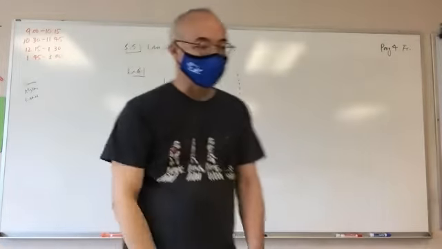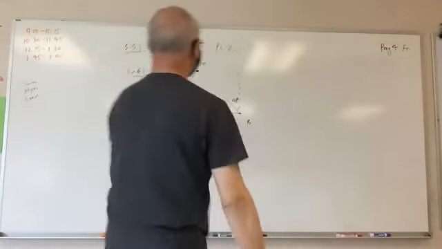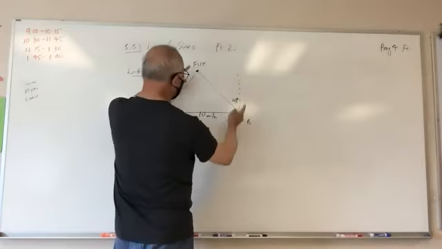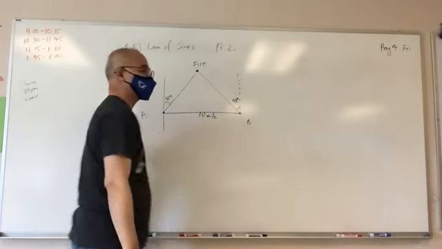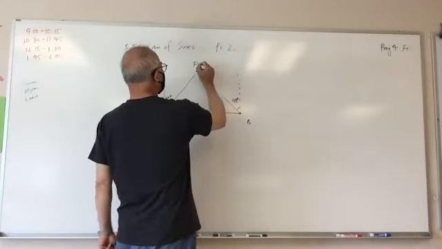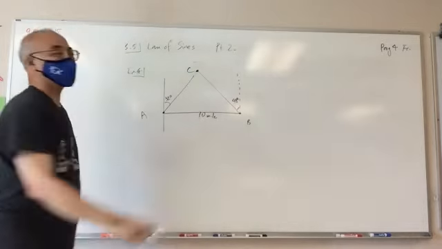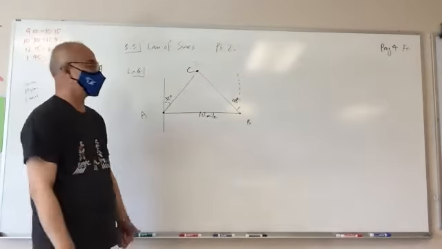And we need to find out what? We need to find out the distance from each ranger station to the fire. So I want to know this distance and this distance. So basically what are we doing? We're trying to solve this. If I call this C, we're trying to solve the triangle, correct?